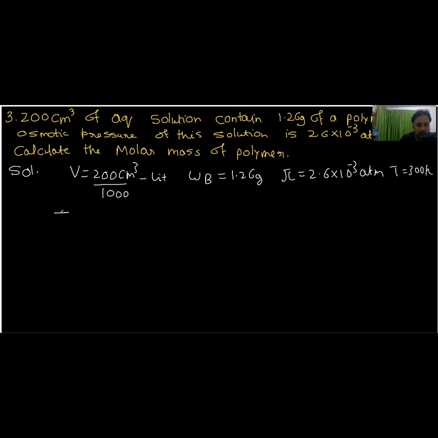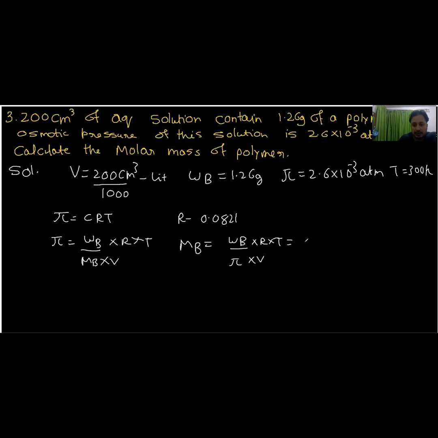So we'll be using the formula pi is equivalent to CRT. Pi is the osmotic pressure, C is concentration, which is related to the molarity, and R is the gas constant. The value of R we are going to use is 0.0821 liter atm per mole per Kelvin. So it will be equivalent to WB upon MB multiplied by V, into R into T. We have to calculate MB. So MB will be equivalent to WB divided by pi multiplied by V into R into T.